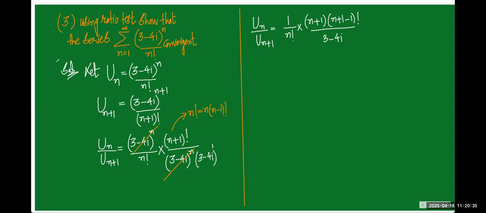Now we know that this plus 1 and minus 1 cancel. The left over term is n factorial. It cancels with this n factorial. Clear? Which is equal to, yes sir, in this n plus 1 take n common, 1 plus 1 by n, divided by 3 minus 4i.